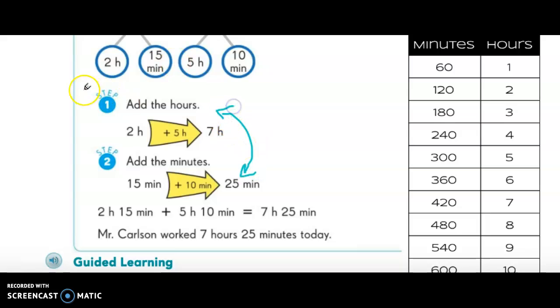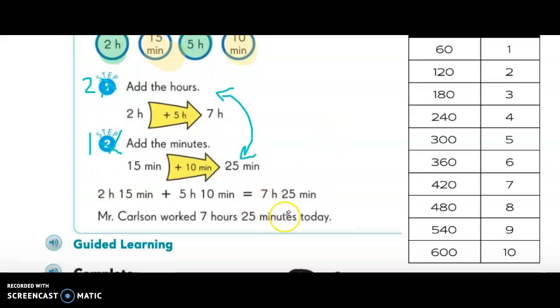Okay, so this is going to be step 2. This will be step 1. So we're going to add our minutes first. So we're going to take those 15 minutes here and these 10 minutes here and add them to get 25 minutes. And then we are going to take our 2 hours afterwards and our 5 hours and add them together to get 7 hours, okay, to get the total.